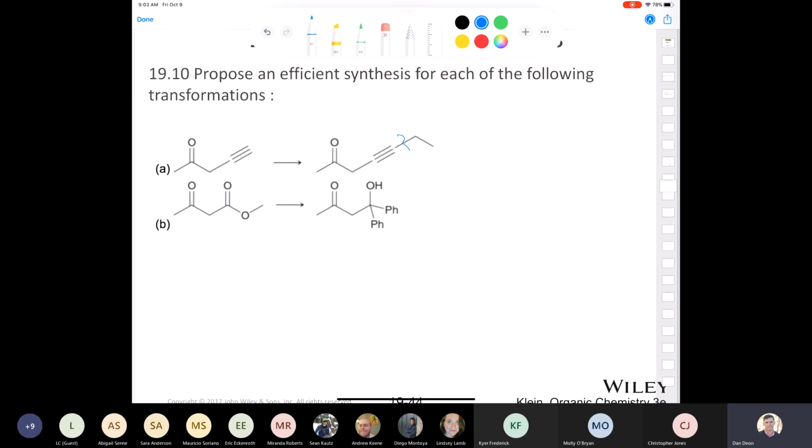If we wanted to deprotonate here, in the alkynes chapter we always treated it with sodium amide, right? NaNH2. But what's the problem with that? The amide is going to be a good nucleophile, and it could attack the carbonyl like that. And so that's not going to help us because we want to keep that carbonyl intact. Thus, we're going to have to protect the carbonyl.